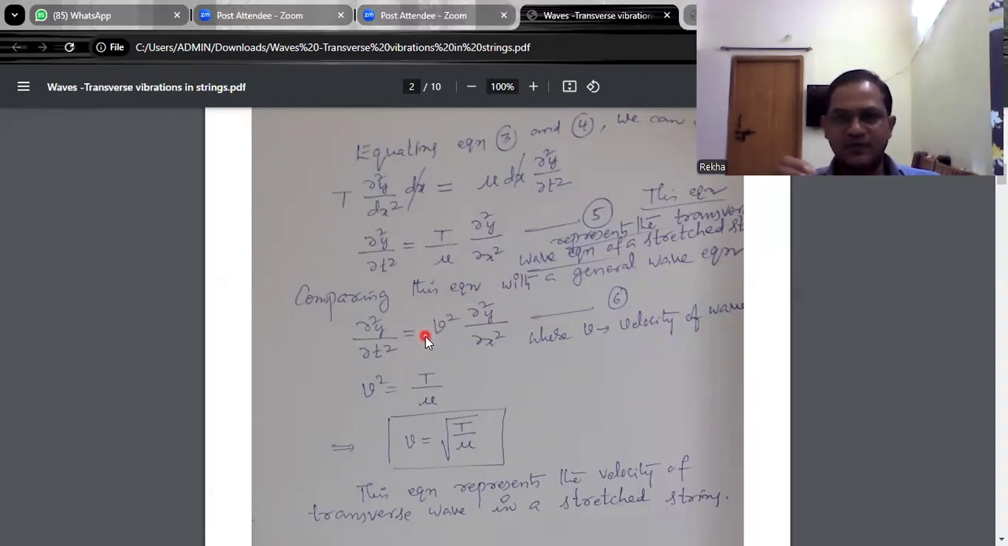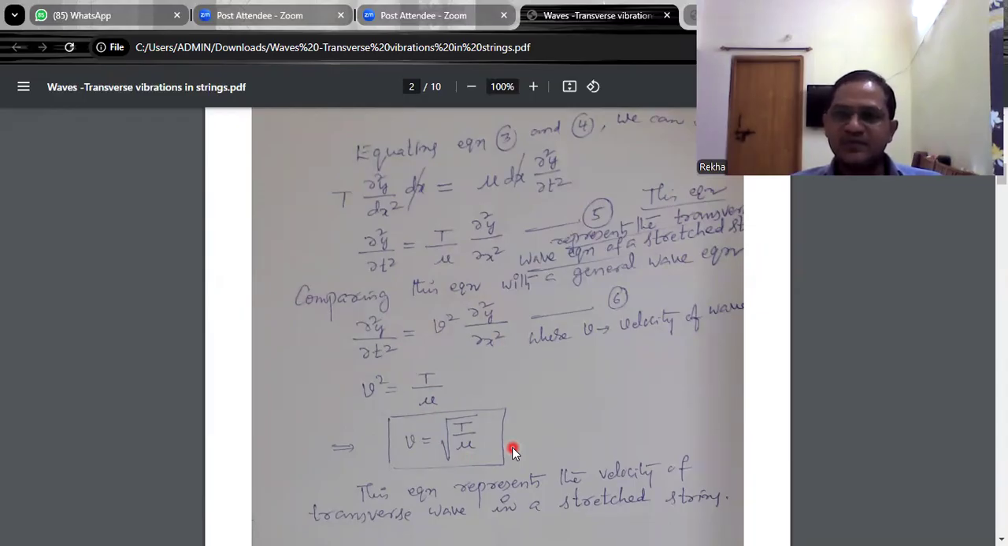Comparing this differential equation with the general wave equation, ∂²y/∂t² equals v² ∂²y/∂x², equation 6, then from equations 5 and 6 it is very clear that v² equals capital T by mu, so v equals the square root of T by mu. This is the equation which represents the velocity of the transverse wave in the stretched string.